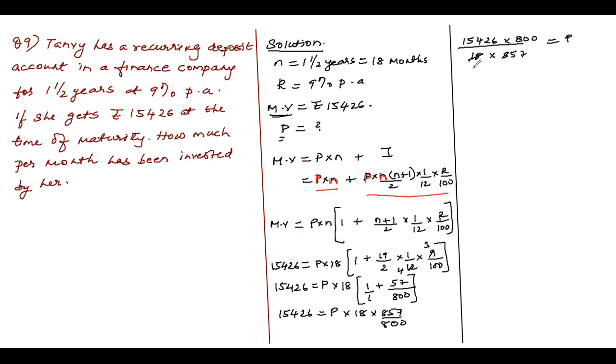So 18 goes in the 9 table. 9 2s are 18, and here 9 1s are 9, 64, 9 7s are 63, 12, 9 1s are 9, 36 4s are. I think 857 twice, when you do 857 into 2, it should be, children, how much? 1714. This 2 and this 2 get cancelled. So what you're left with, P is equal to rupees 800.